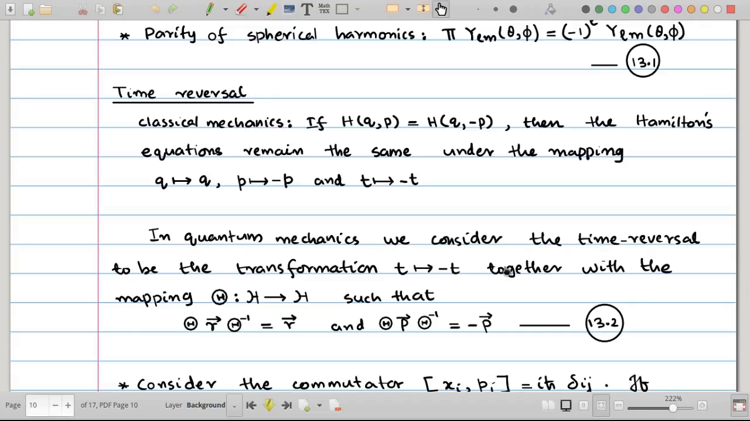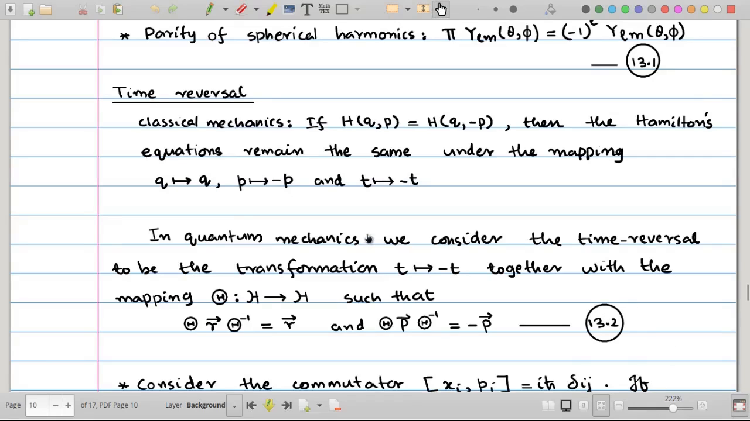Now we discuss time reversal. Consider a classical mechanical system with a single particle and having a Hamiltonian which satisfies the following condition, that is H(q,p) equal to H(q,-p), where q is the position coordinate and p is the momentum coordinate. Now if the Hamiltonian H(q,p) is equal to H(q,-p), then the Hamilton's equation remains the same under the mapping q goes to q and p goes to minus p with time going to minus t.